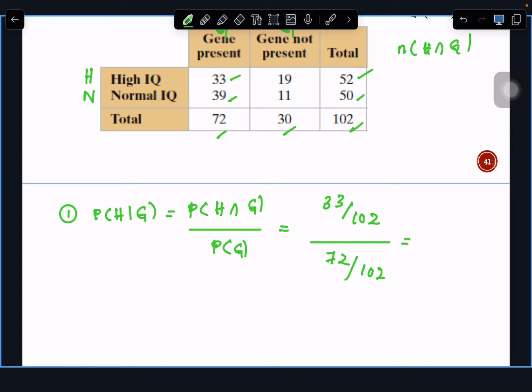If you simplify this, you will get 33 over 72, which is 0.458. That's how we get there. Clear? Can you see? This is if you apply the normal formula. Why do we divide by 102? That is the total number.